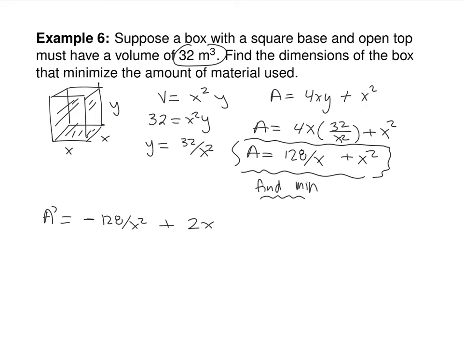If you set these problems up correctly, they should work out nicely. The problem with that test that you took on this stuff is if you didn't set them up right, it took you forever because it was just so nasty. So if you get something super nasty, you probably made a mistake. So 0 is minus 128 over x squared plus 2x.